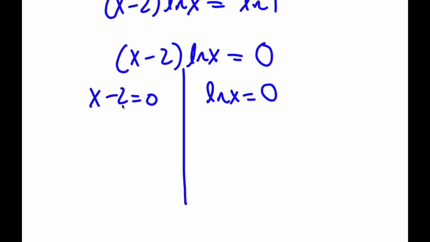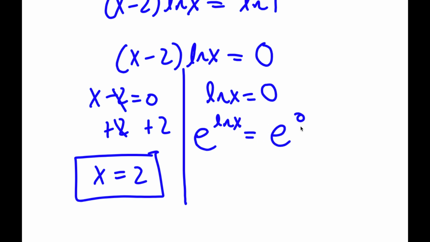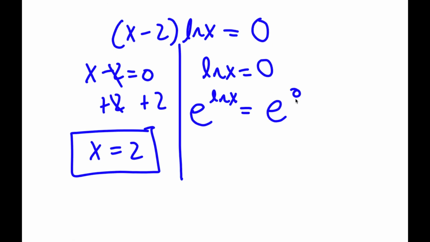So for x minus 2 equals 0, all I have to do is obviously add 2 on both sides. So I get x is equal to 2. Now for ln x equals 0, I'm going to take e to the power of both sides. So now I have e to the power of ln x is equal to e to the power of 0. Now e to the power of 0, well, anything to the power of 0 is 1, so e to the power of 0 is equal to 1.